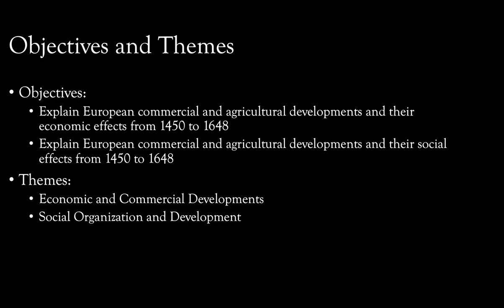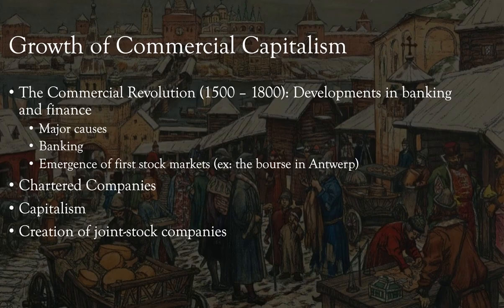So, economic and social developments are often closely intertwined and really kind of represent a cause and effect relationship. So, really, what we're trying to do here is to identify both economic and social effects of the commercial revolution. And so our themes today, not surprisingly, are economic and commercial developments and social organization and development. So let's first start with this idea of the growth of commercial capitalism.